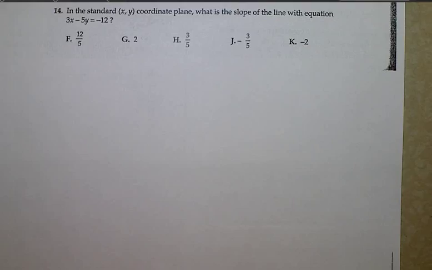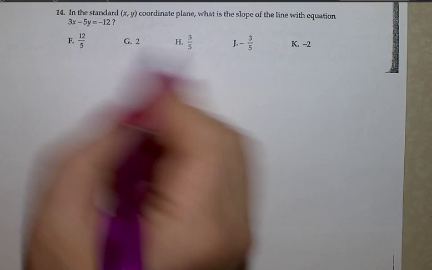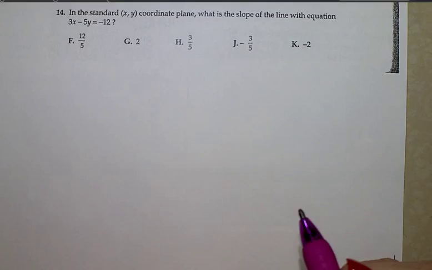In the standard xy coordinate plane, what is the slope of the line with the equation 3x minus 5y equals negative 12? So we are currently on ACT skill number 14. So we want to know what is the slope. Well, let's put this into the form y equals mx plus b.